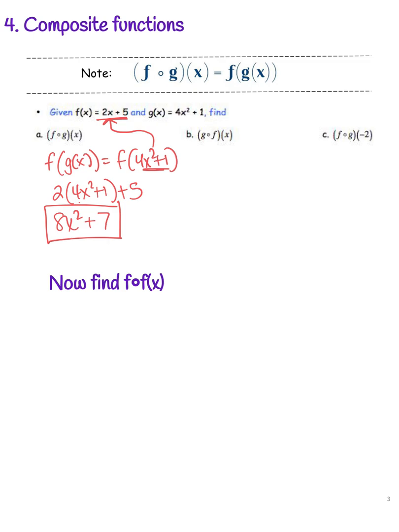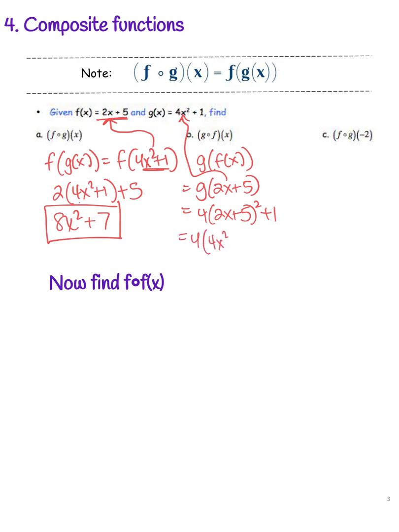Okay, so pause the video now, please, and do g of f of x, and I'll do it as well here. Plug in 2x plus 5 wherever you see x in the g of x problem. So I'm just plugging this in right in there for x. You got to FOIL. I'll do that in my head. Hopefully you already did it. You can check your work. Final answer is 16x squared plus 80x plus 100 plus 1, so plus 101.